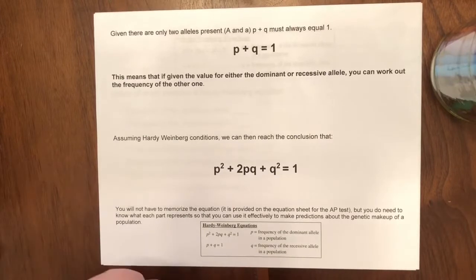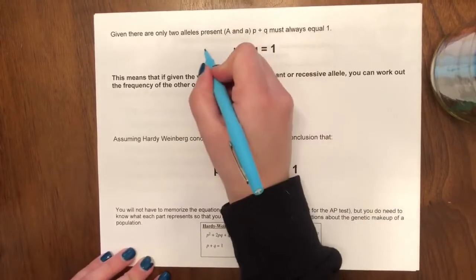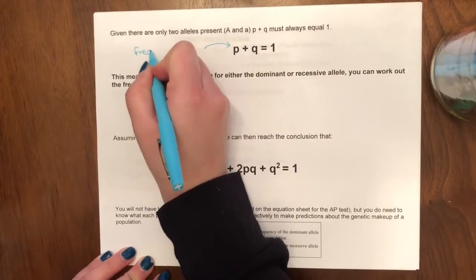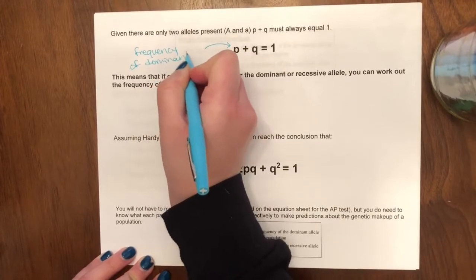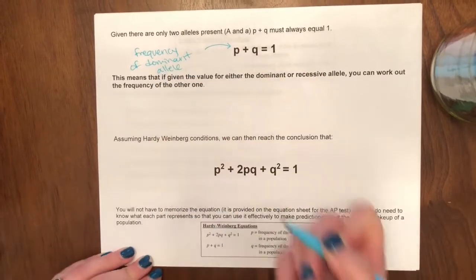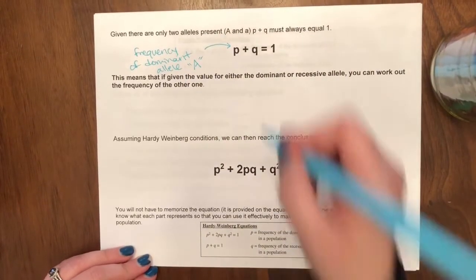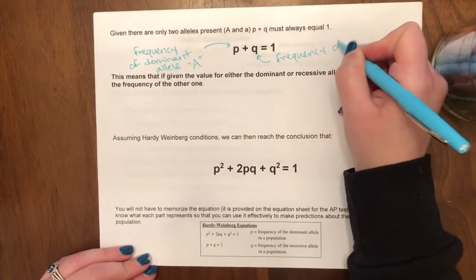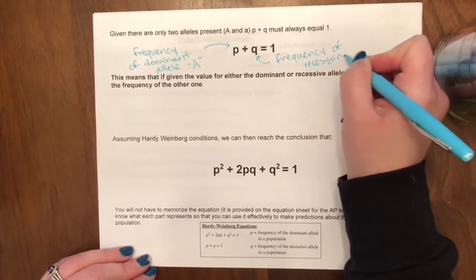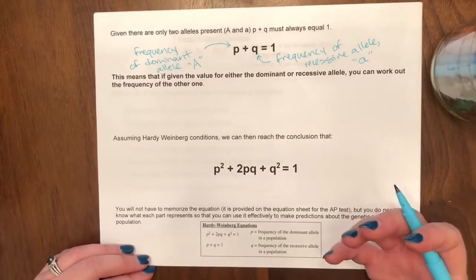Okay, so there are 2 main equations you need to do these Hardy Weinberg problems. The first is this one, p + q = 1. So what this means is p is going to be the frequency of the dominant allele. So in terms we're used to thinking of, frequency of the dominant allele, this would be like big A. And q is going to be the frequency of the recessive allele. So in terms we're used to, we would write this as little a.